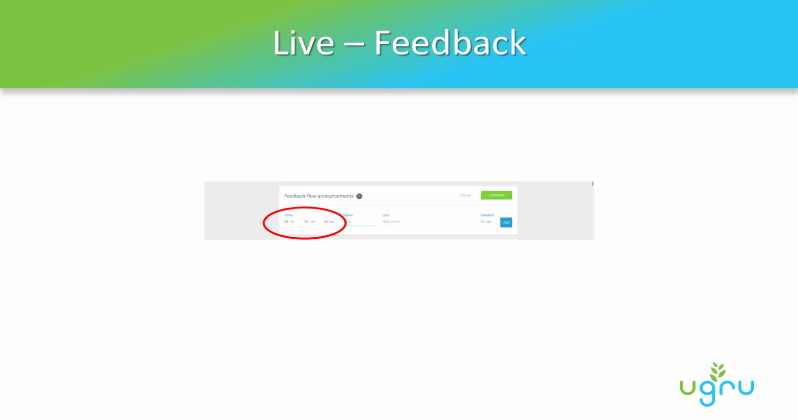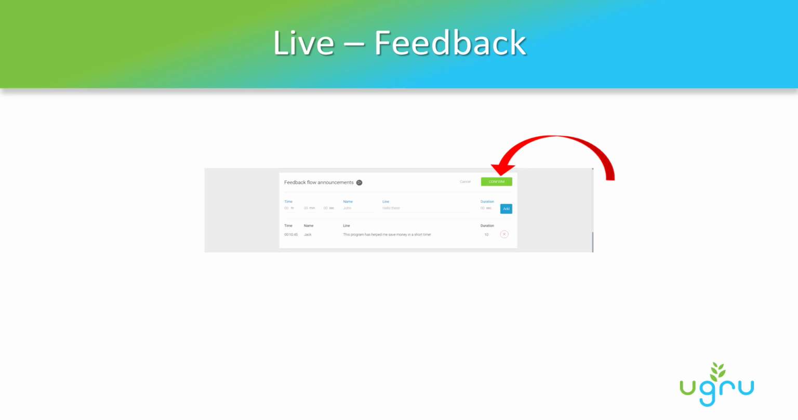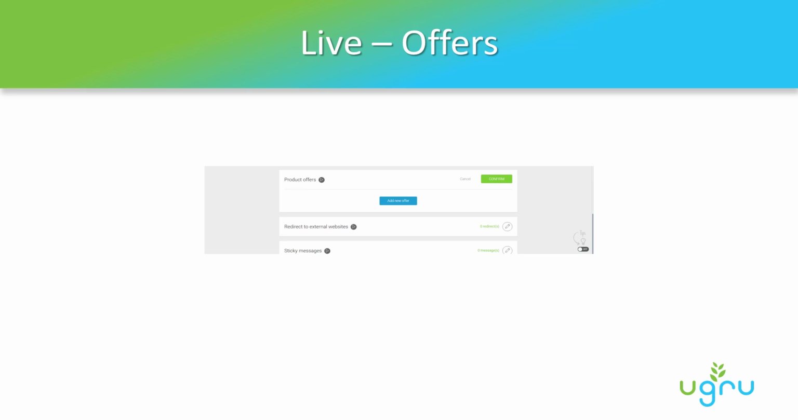What you want to do is first enter the time in hours, minutes, and seconds for the feedback to appear during the webinar. Then enter the name of the person quoting the feedback, and finally, enter the quote or testimonial you want to display. Lastly, enter how long you want the message to display for, and click the Add button to save this feedback line. Pretty simple. Once it's saved, you can continue adding as many lines as you'd like. Click Confirm to save, and let's move on to the next step.